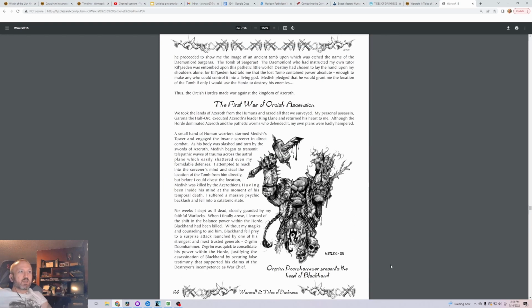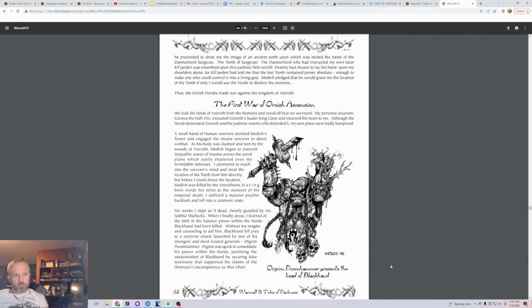as he proceeded to show me the image of an ancient tomb upon which was etched the name of the demon lord Sargeras. The tomb of Sargeras, the demon lord who had instructed my own tutor Kil'jaeden, was entombed upon this pathetic little world. Destiny had chosen to lay the hand upon my shoulders alone, for Kil'jaeden had told me that the lost tomb contained power absolute, enough to make any who could control it into a living god. But Medivh pledged that he would grant me the location of the tomb if only I would use the Horde to destroy his enemies. Thus, the orcish hordes made war against the kingdom of Azeroth.